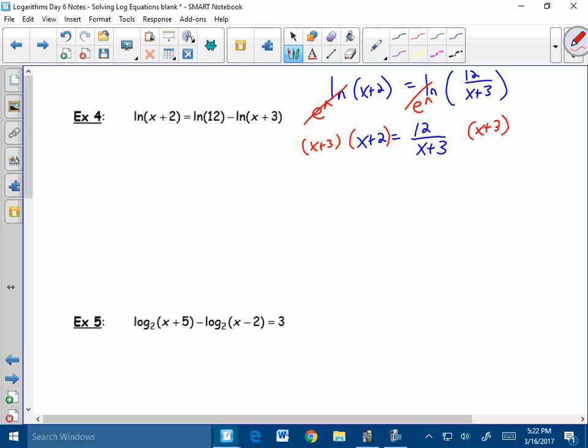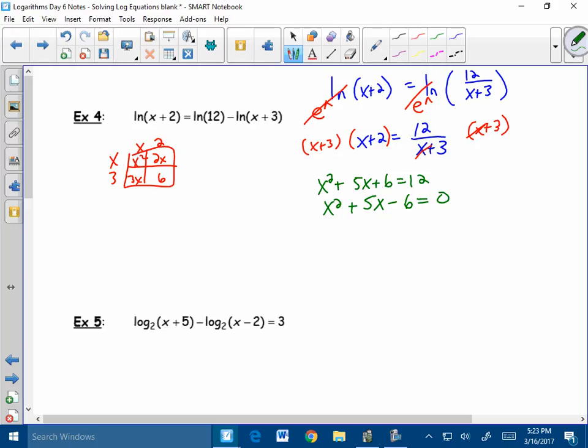So I multiply over there, those cross out. You have to multiply x plus 3 times x plus 2. It's 3x and 2x, and 6. So this is really x squared plus 5x plus 6. Over here I would have 12. And we find ourselves again with a quadratic, our favorite. So x squared plus 5x minus 6 equals 0.